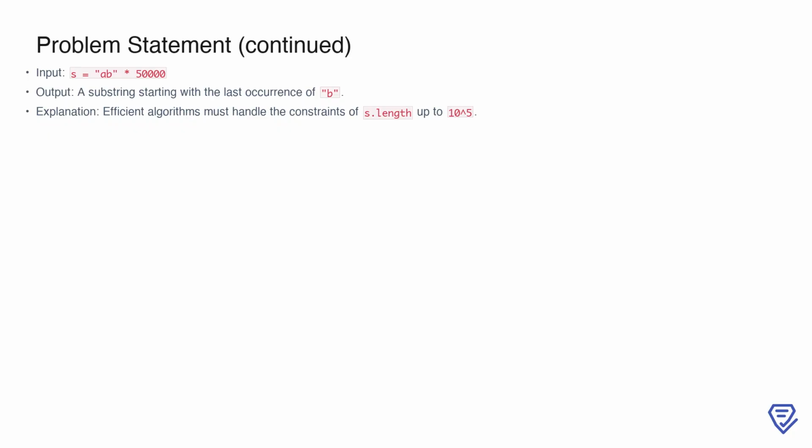A more challenging case involves strings with maximum length, such as S equals A repeated 50,000 times followed by B. In such cases, an efficient algorithm is critical to handle the large input size, and the solution would involve identifying the last occurrence of the lexicographically largest character, which is B in this example. This highlights the importance of optimizing for both correctness and performance within the given constraints.